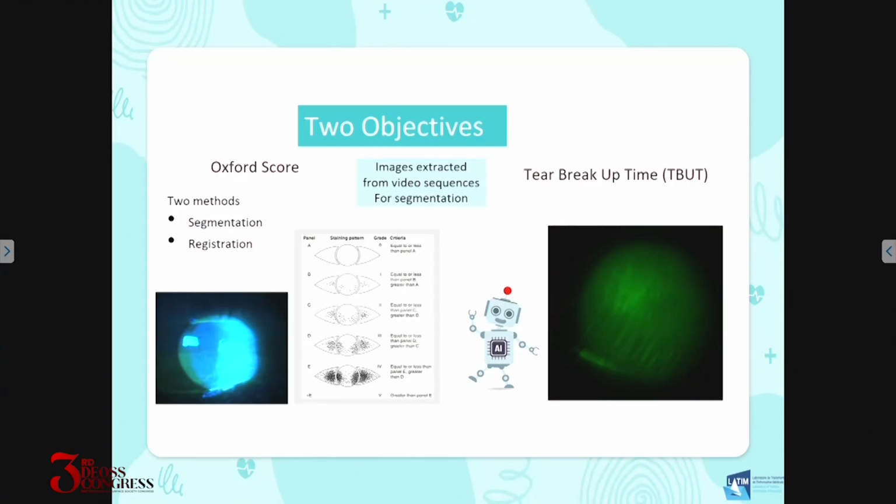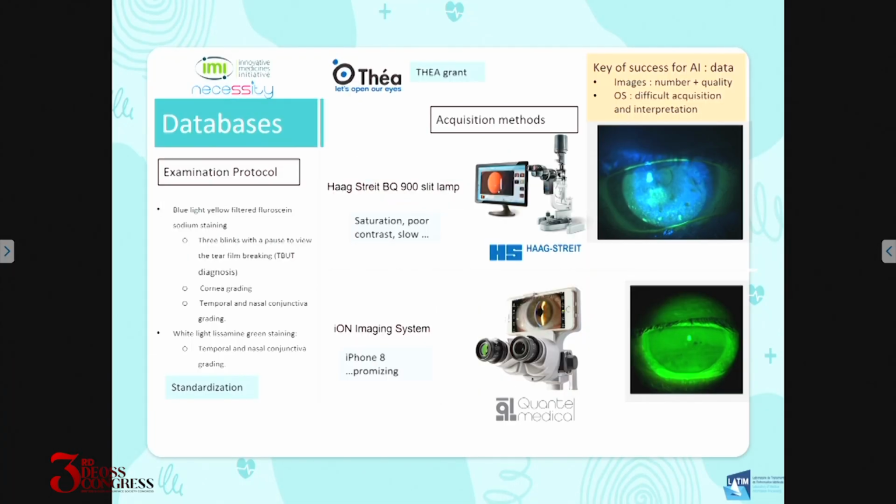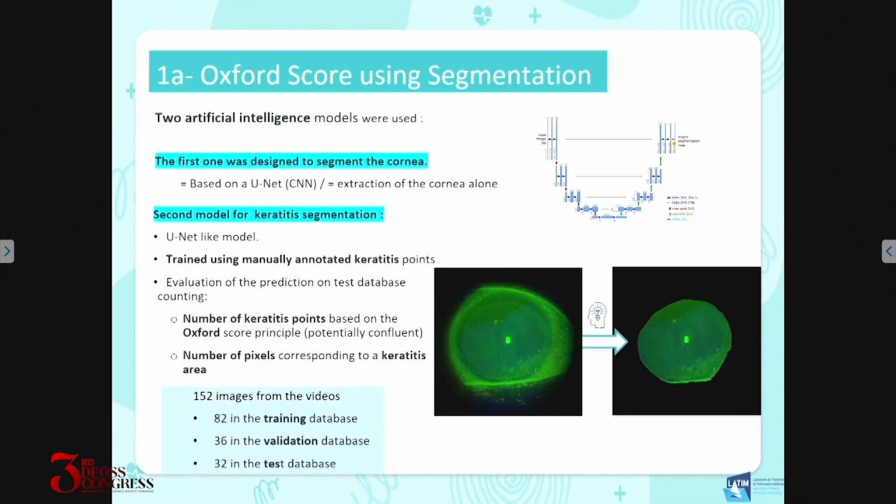Getting around to counting the tear breakup time or counting the dots of a keratitis. So that's how we did it. We made this recording based on video, again with the goal of assessing the Oxford score and the tear breakup time. This database came first with the abstract slit lamp, but actually it's just putting your iPhone on the slit lamp with this imaging system that we collected the best videos.